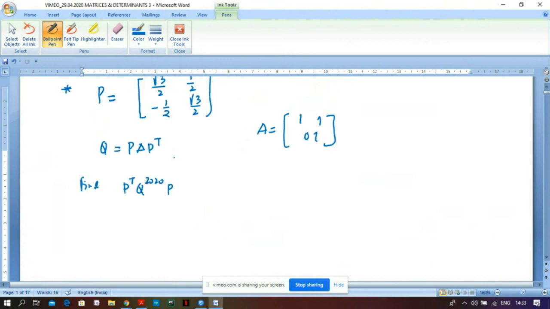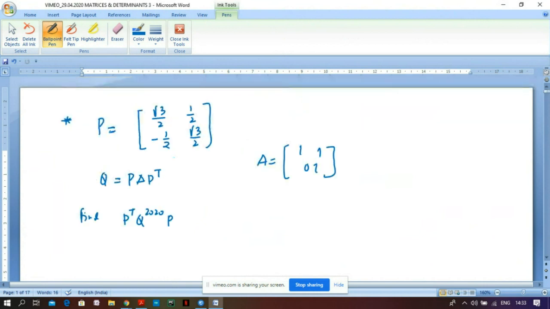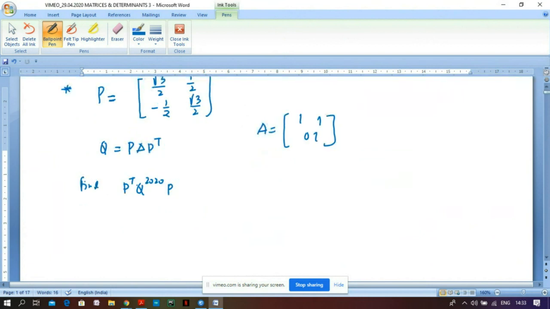Let me show you the question once again. The matrix P has these kinds of elements that you can see. They of course remind you of some cos and sine business, which is good. And Q is PAP transpose, A is 1, 1, 0, 1 row-wise. Our interest is to find P transpose Q to the power 2020 multiplied with P.